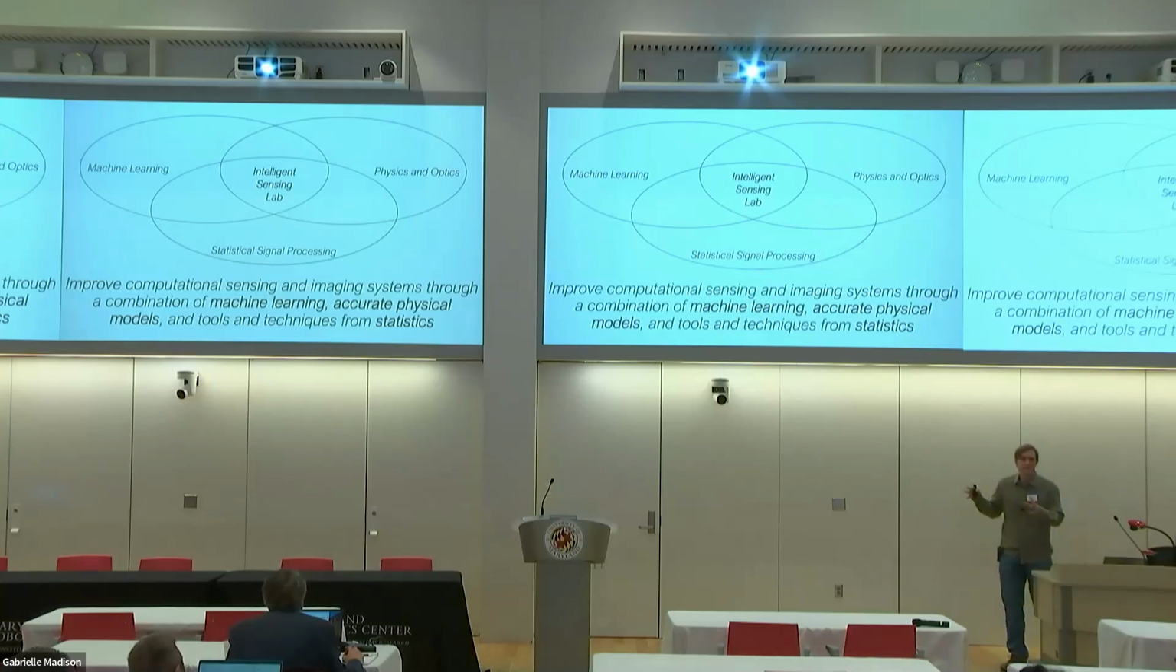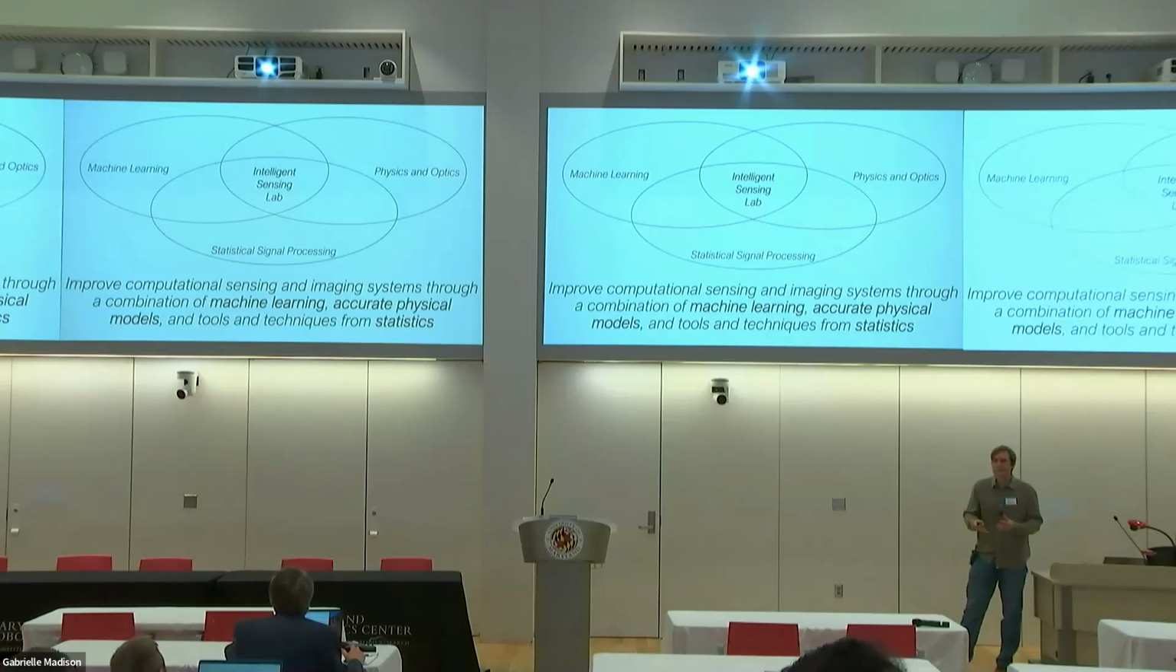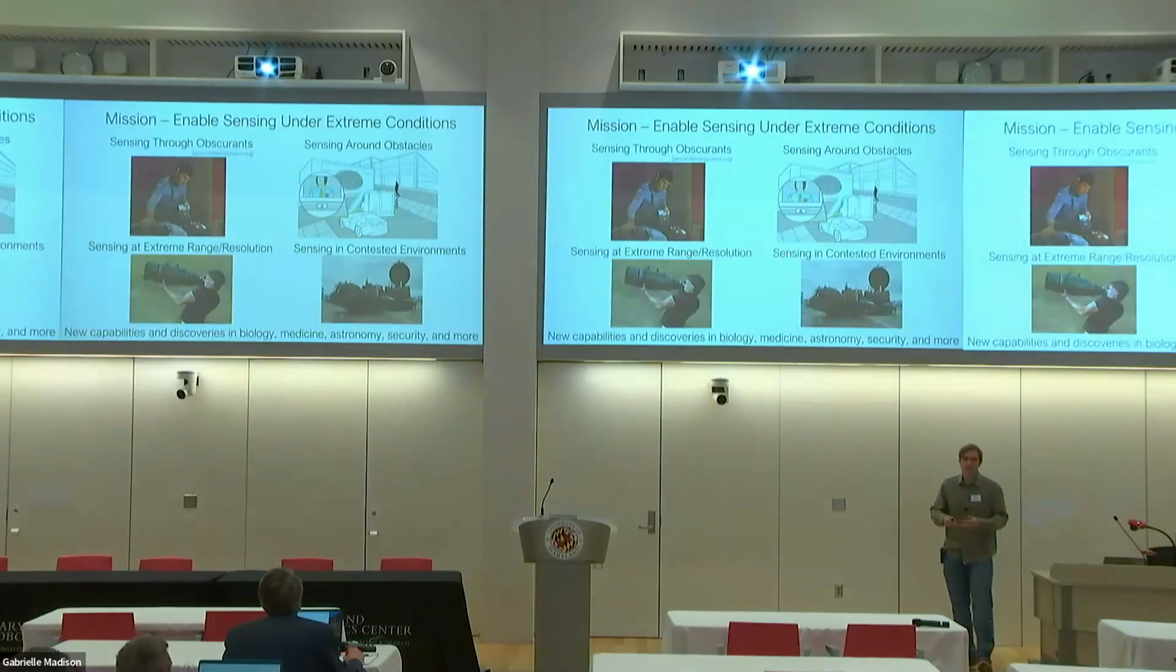I lead the Intelligent Sensing Laboratory, and essentially, our goal is to combine machine learning, physics and optics, and statistical signal processing to improve the performance of sensing systems. And the applications we're particularly interested in are essentially scenarios where conventional cameras, conventional LiDARs, conventional radars, conventional sonars aren't going to be super effective.